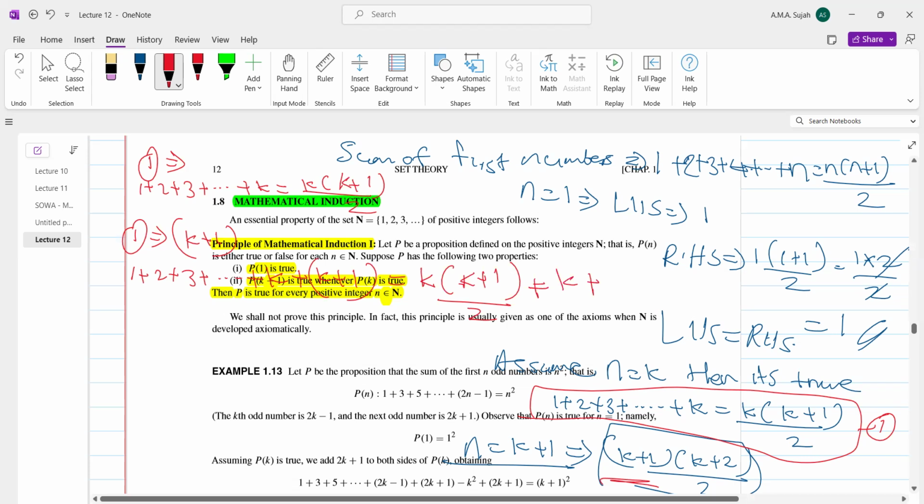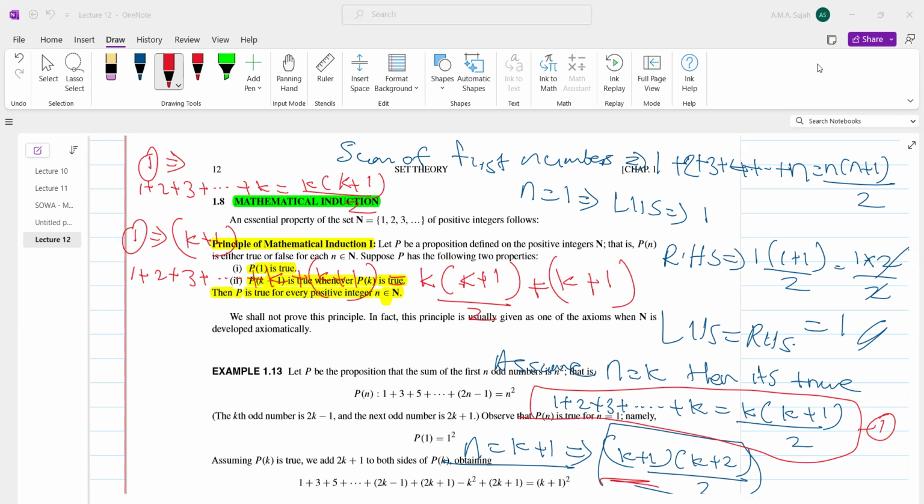If I add a number to both sides of the equation, the equation is not changed. That is a common truth: if you do any operation, you need to do it on both sides of the equation. So now I add k plus 1 to both sides, and I need to take 2 as the LCM for these two.